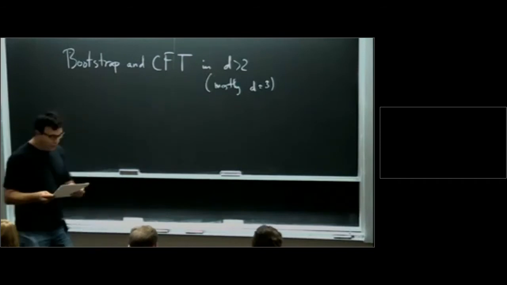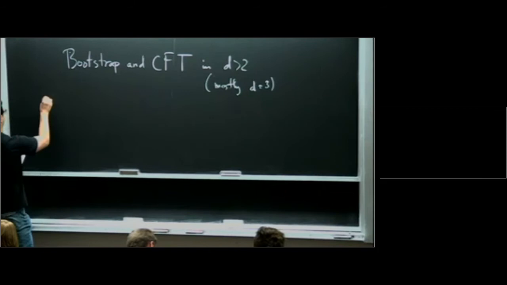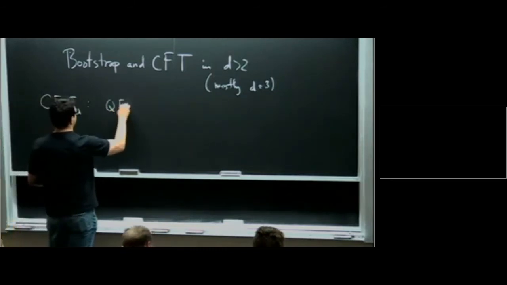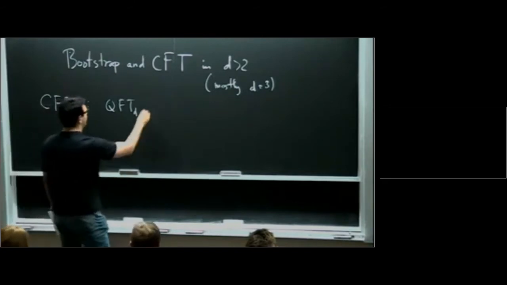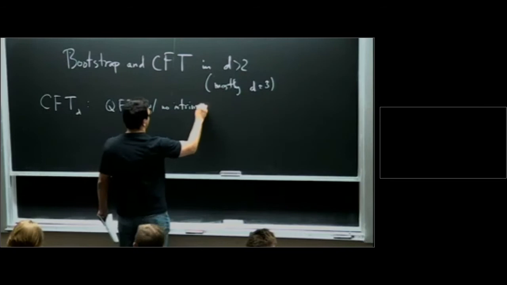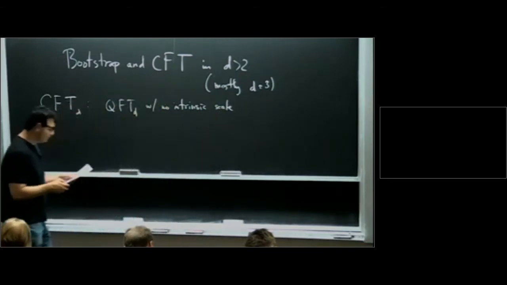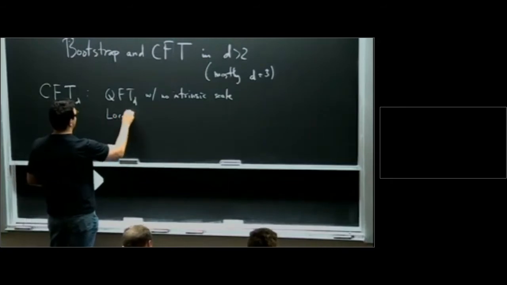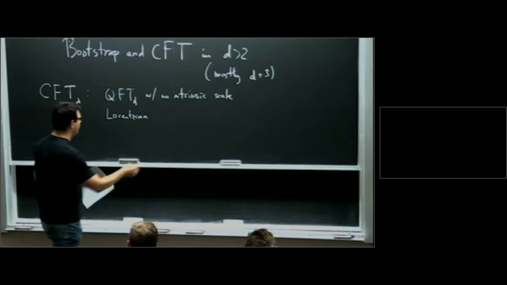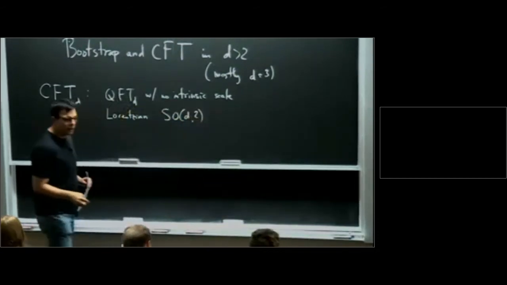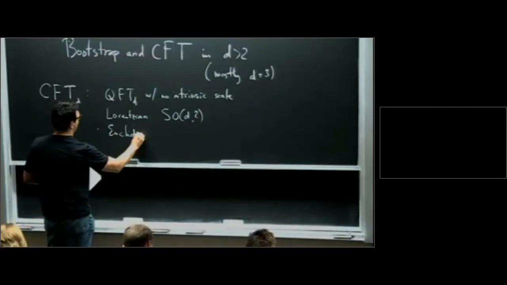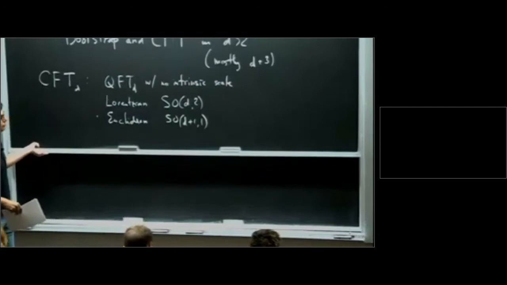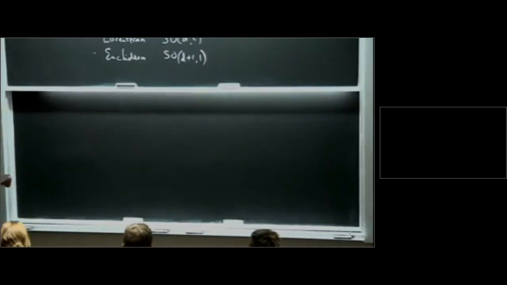Okay. So just to remind everybody, a CFT in D dimensions is a quantum field theory in D dimensions that has no intrinsic scale, length scale or energy scale. They're either Lorentzian or Euclidean. So the Lorentzian ones are invariant under SO(D,2), and the Euclidean ones are invariant under SO(D+1,1). Presumably people are familiar with this.